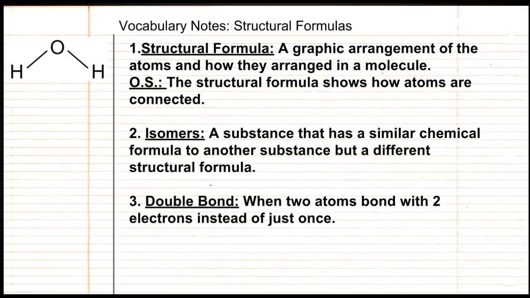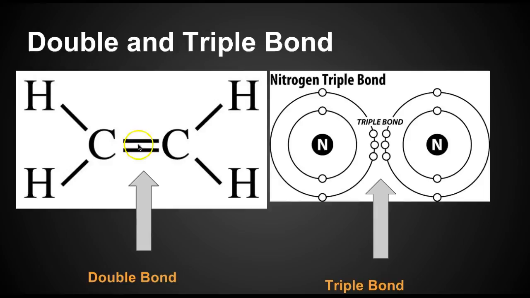A double bond. Atoms can connect with double bonds or triple bonds. Let me show you the picture for three and four, and then I'll come back to these two. When it's time to draw the picture, draw this one for double bond, and then you can draw this one for triple bond. But let's look at this.